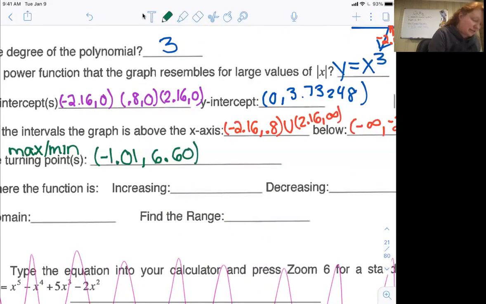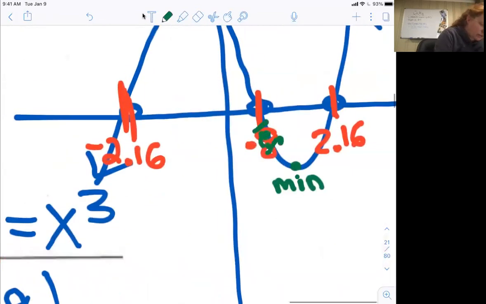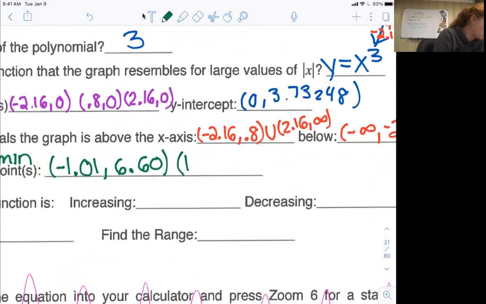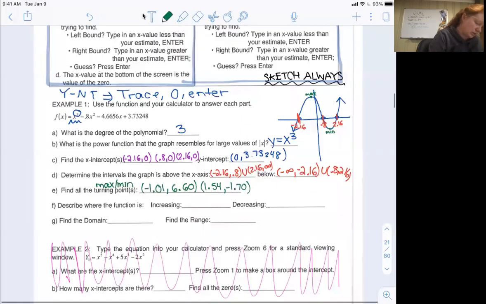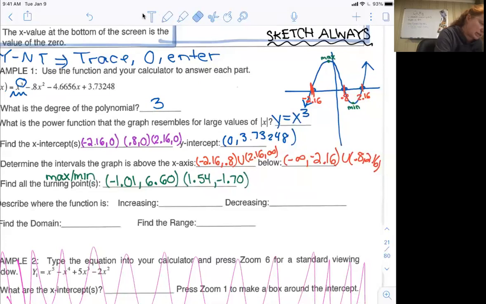You would do the same thing to find the minimum, except for the minimum, left bound would be over here, right bound would be over here, and your guess would be somewhere close to this. So you would do that on your calculator, answering those 3 questions. And the point that you should get, which you should try, should be 1.54, -1.70. So that's your max and your min. From those values, you should be able to describe where it is increasing and where it is decreasing.